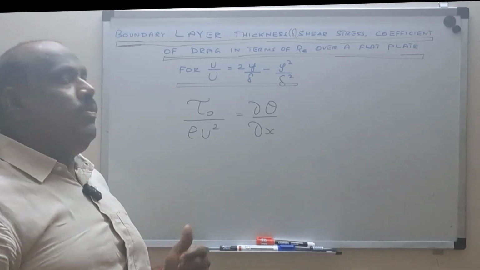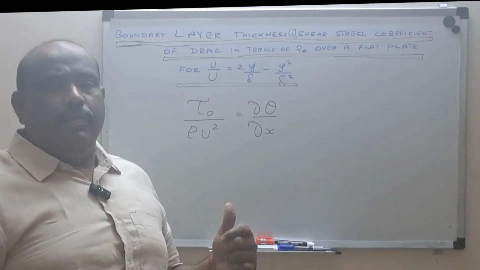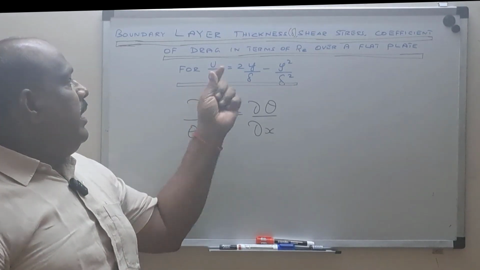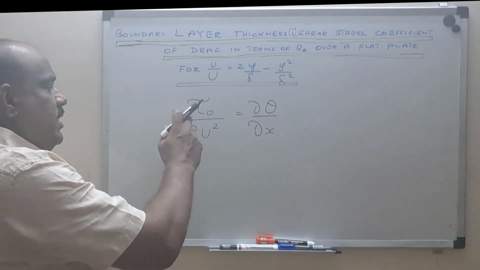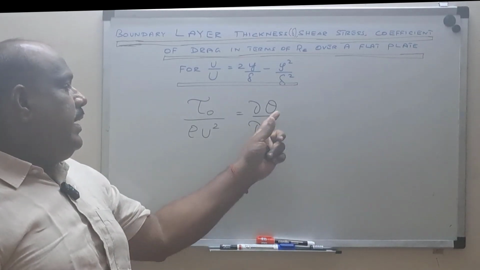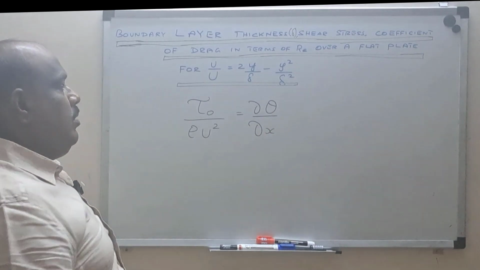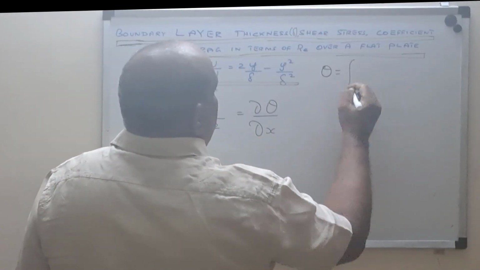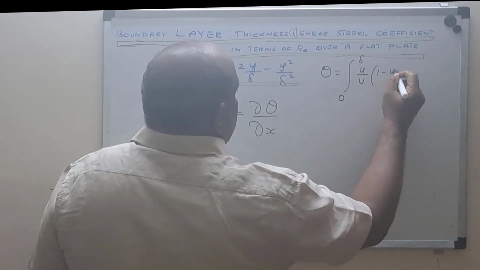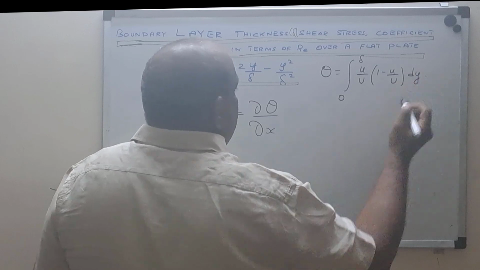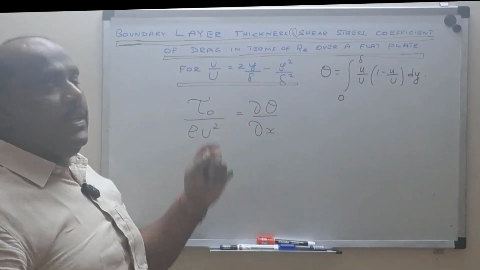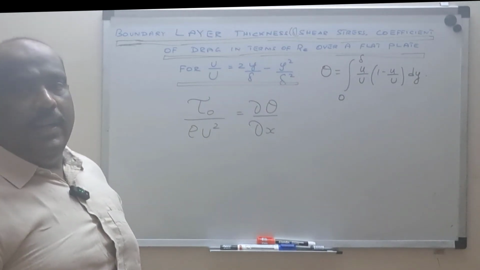Let us try to derive the value of tau naught from this Karman boundary layer equation. We will try to establish the relationship between delta and Re. Where tau naught is the shear stress, rho is the density of the working fluid, U is the free stream velocity, and theta is the momentum thickness. Okay, so theta will be equal to, we know the formula, integral 0 to delta of u by capital U into 1 minus u by capital U dy. In the last session, we have derived this equation. We try to substitute the value of u by U from this equation, and we try to get the value of theta in terms of delta.